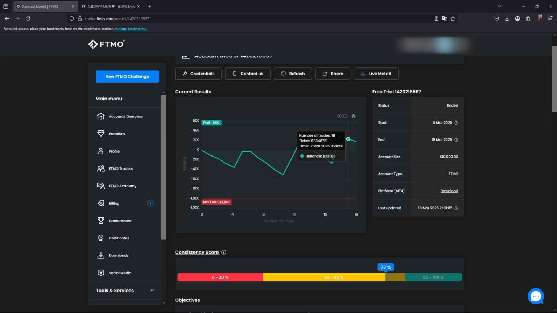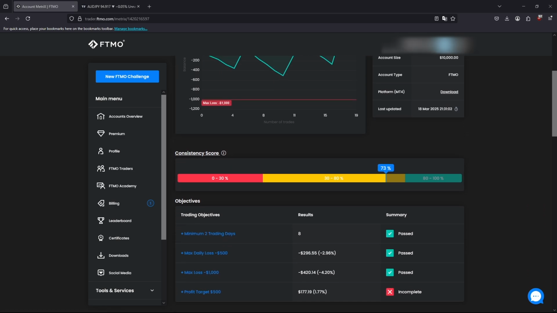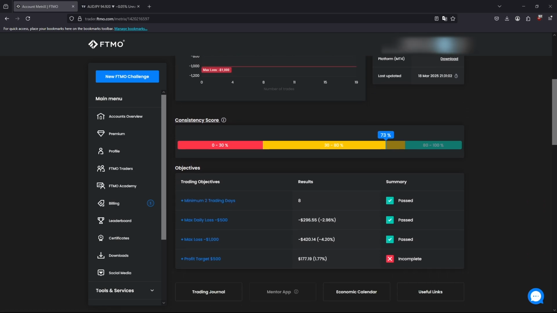Let's get into it. I got a consistency score of 73%. A higher value indicates more consistent trading. So you can see I passed all 3 challenges except for the profit target, because I was having trouble sticking with my strategy, which I'm gonna get into later.